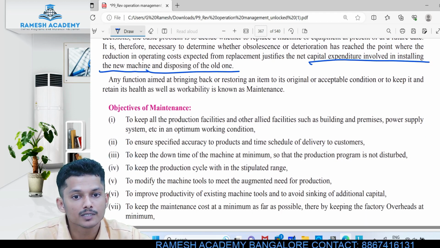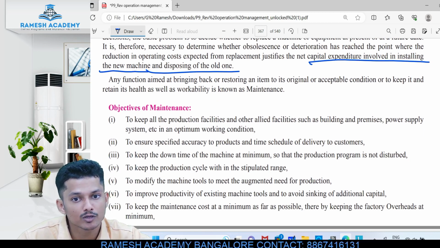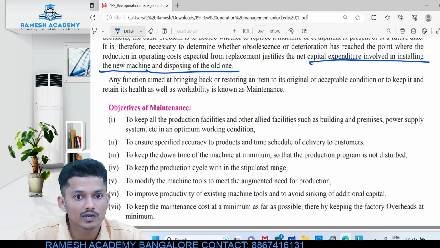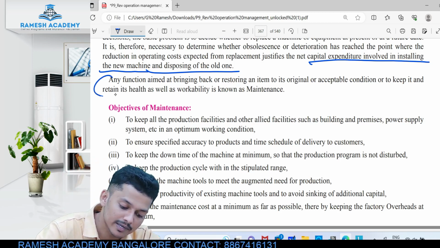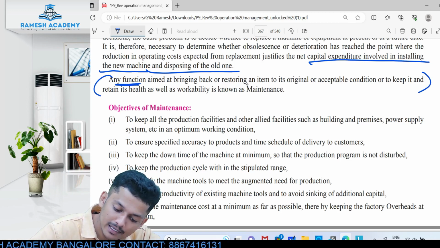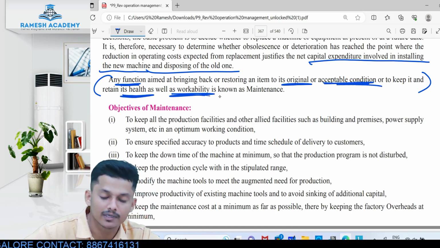So there are a few objectives. Any function that brings back or restores an item to its original or acceptable condition, or keeps it retaining its health as well as workability, is known as maintenance. What is maintenance? Any function that brings an item back to its original or acceptable condition or keeps it retaining its health as well as workability.